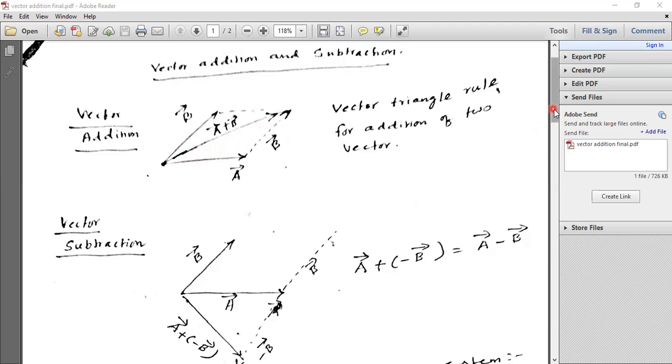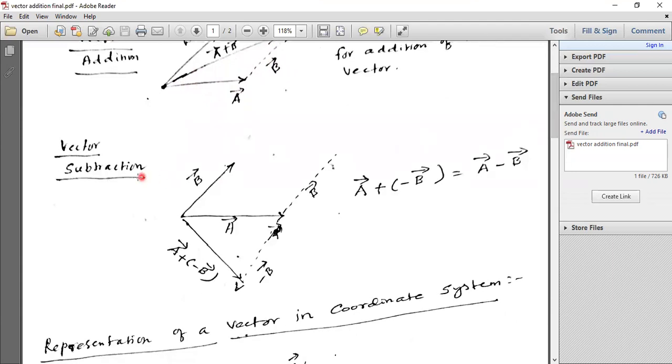Suppose I am doing the vector subtraction. So the same A vector and B vector. Now subtraction means it is addition of A vector and minus B vector. So here I have B vector. I am drawing a parallel line, which is also a B vector. And minus B vector is just 180 degree out of phase with the B vector. So I am extending this line in the 180 degree out of phase direction.